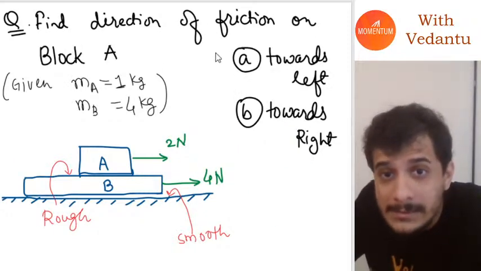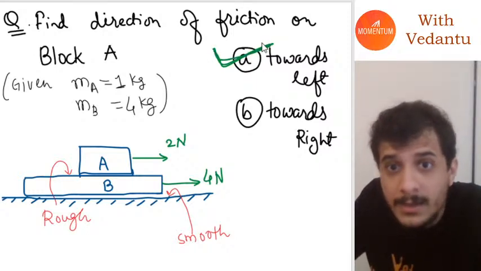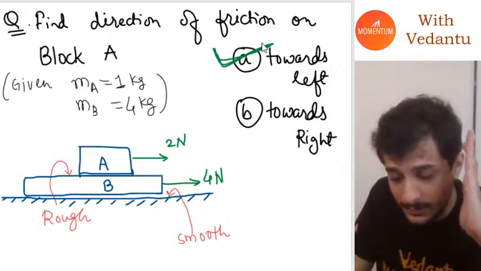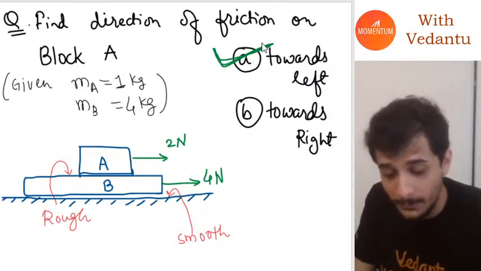So the correct answer is option A here. This is how we determine the direction of friction, guys.